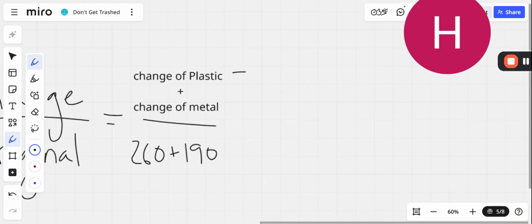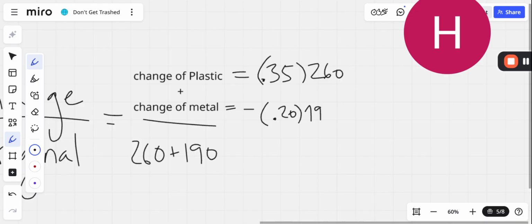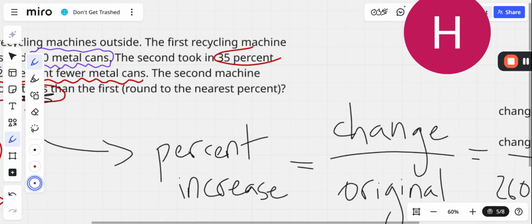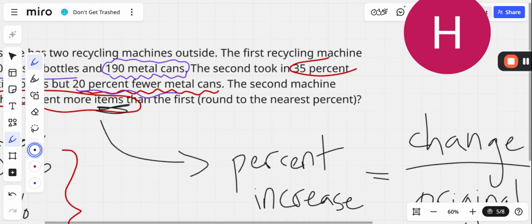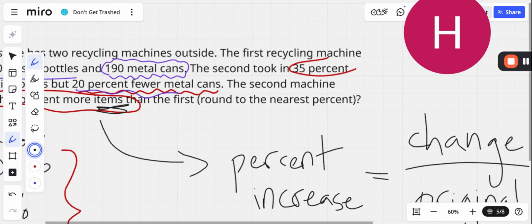And the change of plastic is going to be 0.35 of 260. But the change of metal is going to be a negative 0.20 times 190 because the second machine recycled fewer metal cans. Catch that. 20% fewer metal cans. So we're subtracting the amount of cans that the second machine had.